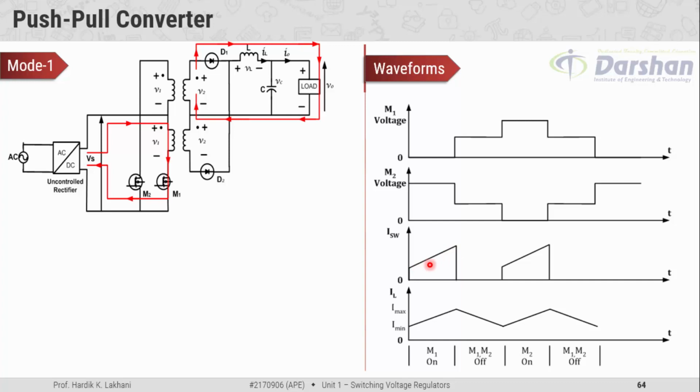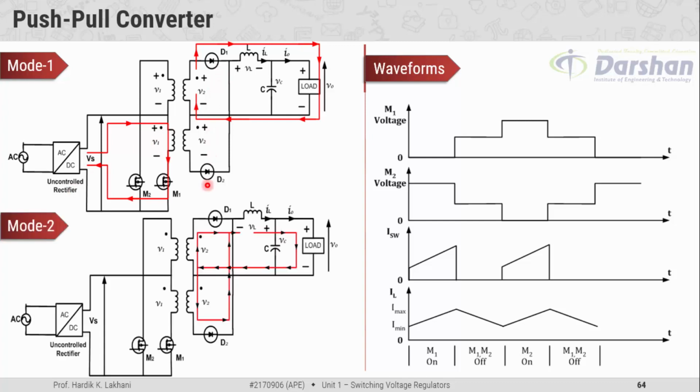And during the first interval, the current through switch 1 gradually increases from the minimum value towards the maximum value. The reason is that the transformer is inductive in nature. And the current flowing through the inductor L gradually increases from the minimum value towards the maximum value when MOSFET 1 is on, which means that during the first interval this inductor stores the energy coming from the supply through this core and the diode D1.